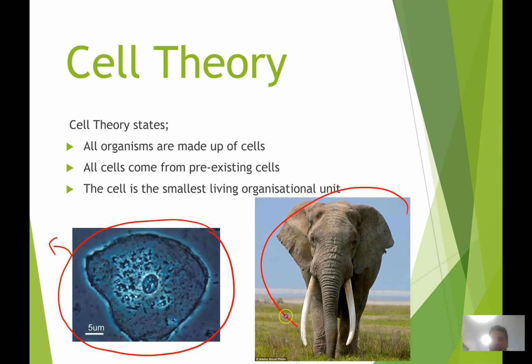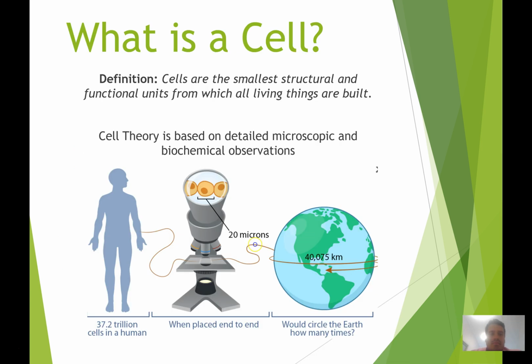Over here, hopefully you can recognize, is an elephant. In an elephant, we have trillions and trillions of cells, and all of those cells came from other cells, which initially came from this elephant's mother and father cells, which came from their mother and father cells, and you can actually trace cells back all the way to the very first cell to exist. So what is a cell? In definition, a cell is the smallest structural and functional unit from which all living things are built.